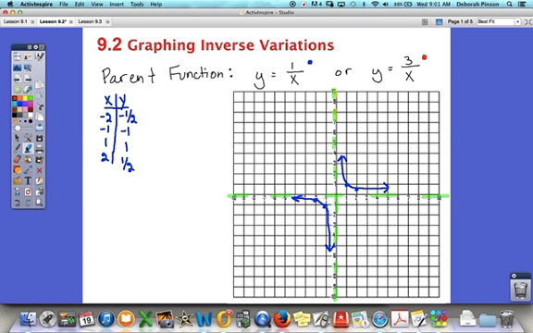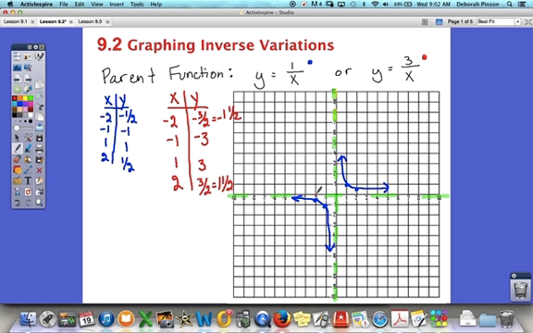Now, if I graph 3 over x, honestly, it's going to look pretty similar. The only difference is going to be the exact points. It's still going to have those asymptotes at 0, 0. Okay, so I'm going to do the same thing. I'm going to plug in -2, -1, skip 0, because 3 over 0 would be undefined, 1 and 2. And then I'll plug in my numbers.